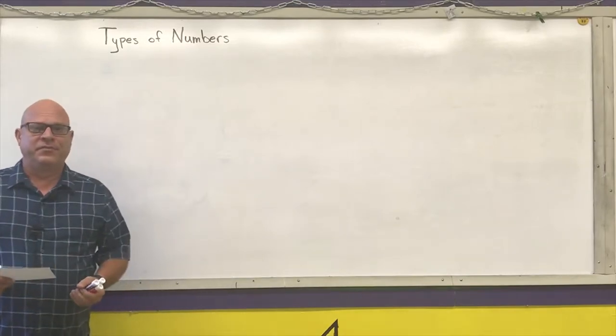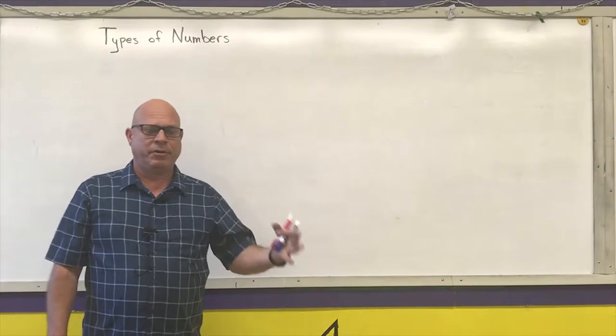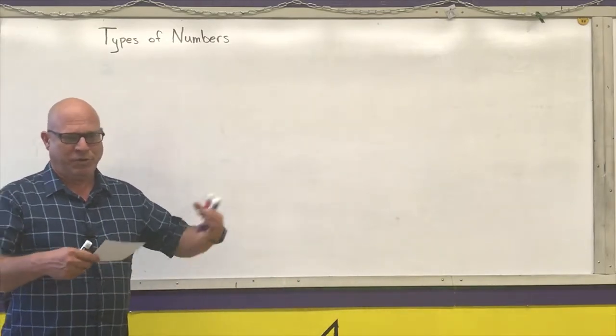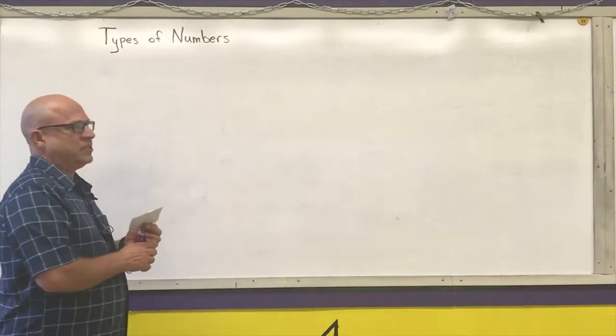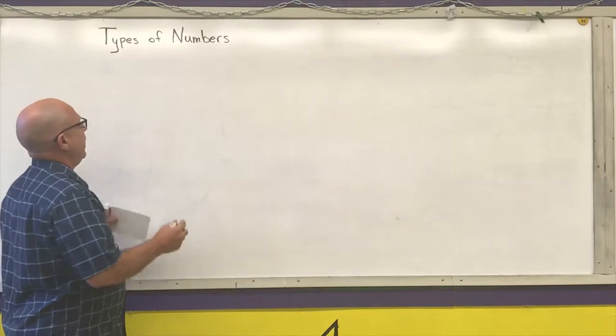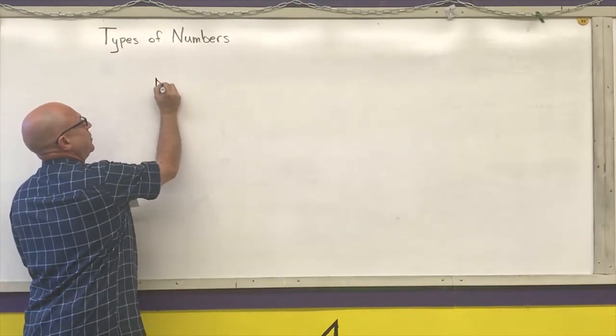We're going to talk about the different types of numbers that we have, and we're basically going to follow the same progression that you learned math starting when you were growing up. The first thing usually kids learn how to do is count, and the first type of numbers we have are the natural numbers.